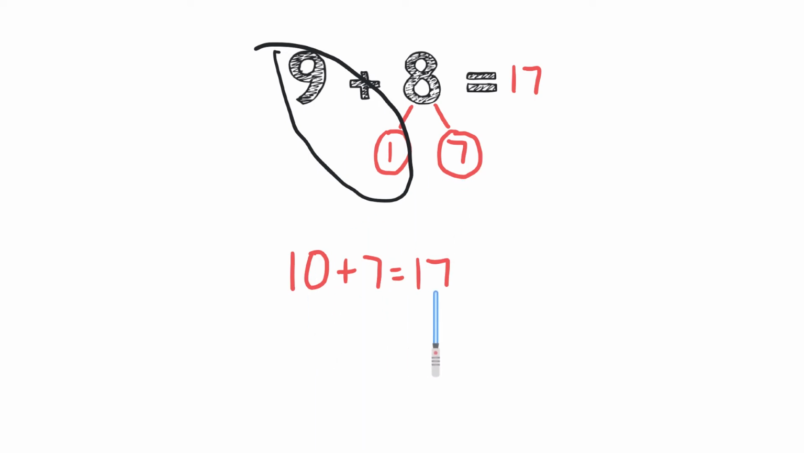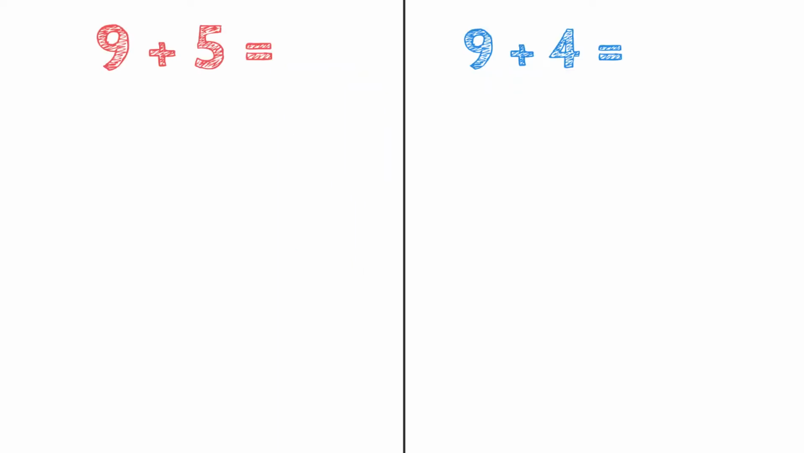10 plus 7, 17. All right, now we're going to be doing concurrent examples, boys and girls. So if you don't have a piece of paper, pause the video right now, go grab a piece of paper or your whiteboard, come right back, and we're going to be doing these together. All right, boys and girls, welcome back. So remember, in this example, I'm going to be doing 9 plus 5. You are going to be doing 9 plus 4.